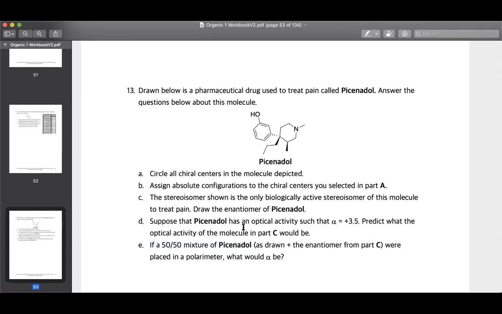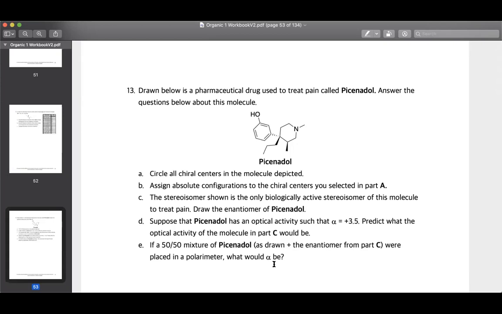If 50% of the solution is this enantiomer, which rotates light one way, and the other 50% is the other enantiomer, which rotates light the other way, what's going to be the alpha value in the polarimeter? Put it in the chat box. All right, I got one person. 0, 0, 0. Yeah, cancels. Perfect. You guys got that.